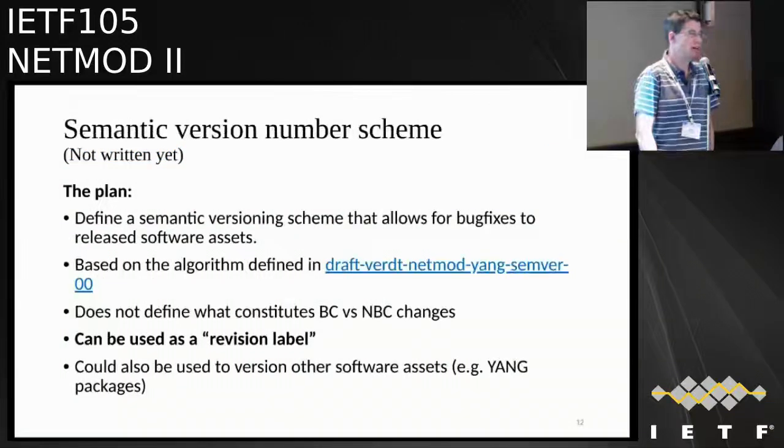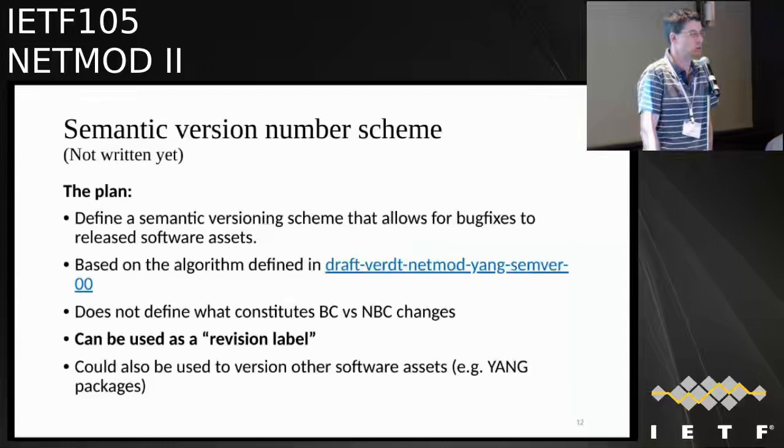So the second draft, and this one's not been written yet, is a semantic version number scheme. I'm just saying what the plan is for doing it, and we intend to do this over the next four months: to define a semantic versioning scheme that allows for bug fixes to released software assets. Effectively, it's what's already documented, the algorithm in the draft verdt-netmod-yang-semver-00. It's a version of SemVer 2.0.0, but with the ability to add these bug fixes into the released assets when necessary. The main change is that it doesn't now need to define what constitutes a backwards compatible or a non-backwards compatible change. That would be assumed to be defined outside this.